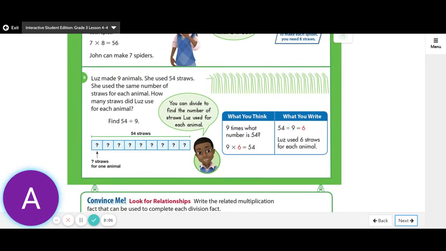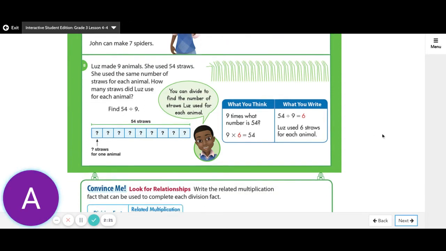Our next example, Luz made 9 animals. She used 54 straws. She used the same number of straws for each animal. How many straws did Luz use for each animal? 54 divided by 9. So we think about 9 times what is 54? I know 9 times 6 is 54. So 54 divided by 9 is 6. Luz used 6 straws for each animal.